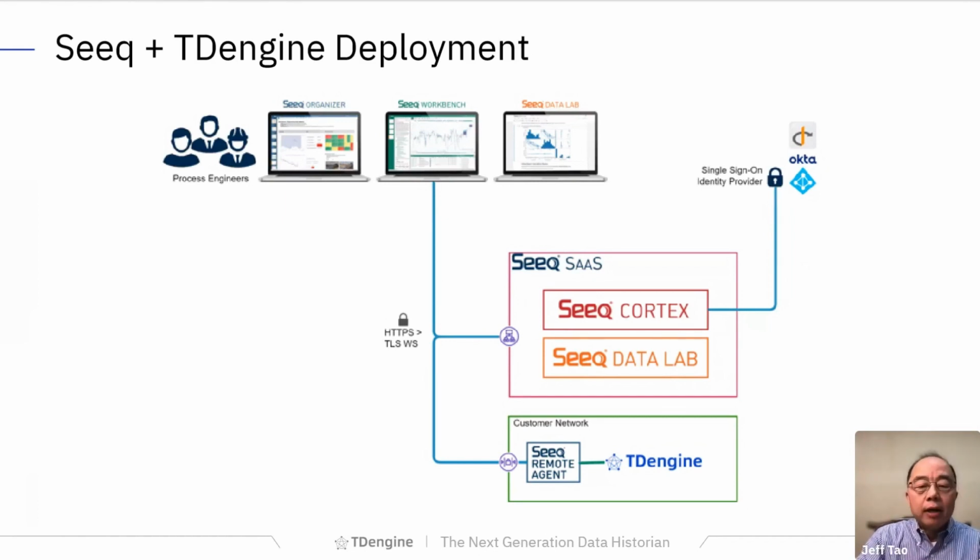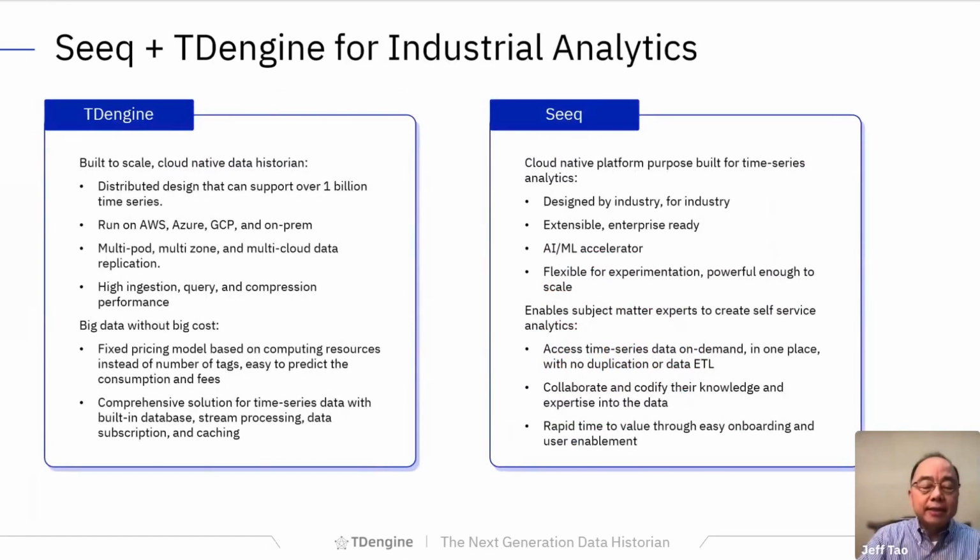So why do we need to combine them together? Because TDengine is a very powerful data historian, and Seeq is a very good data analytic tool. For example, this slide tells you why we need to combine them. Together, what benefits do you get?